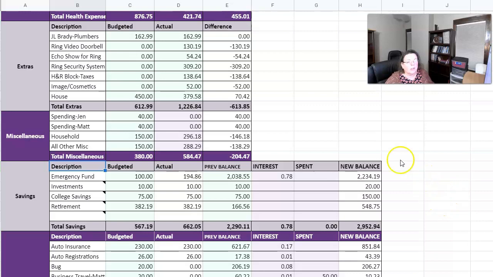$455. All right, in extras, you can see here we have several line items. We planned on $612 and we ended up spending twice as much as that. So let's talk about that for a minute.